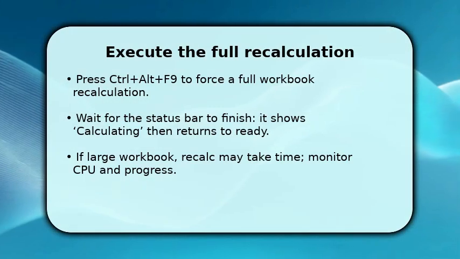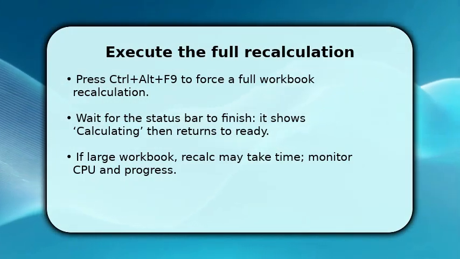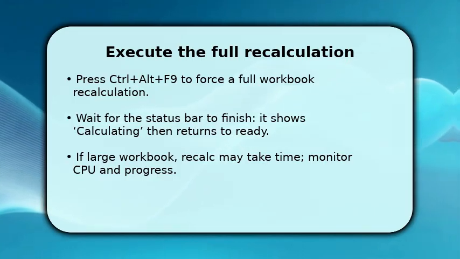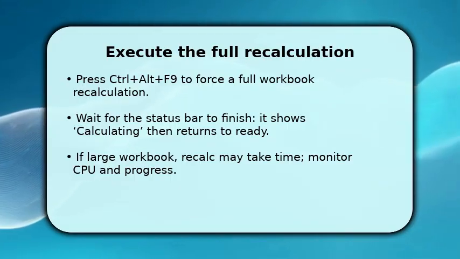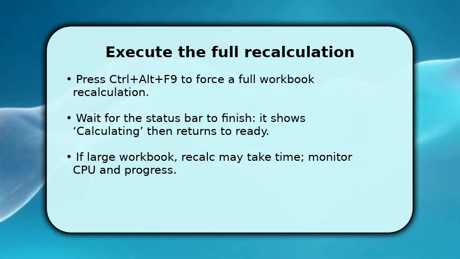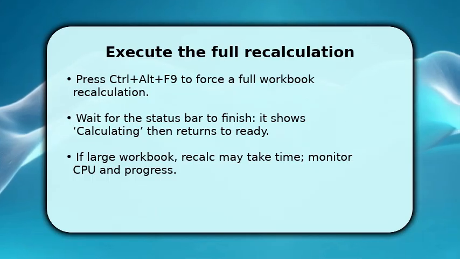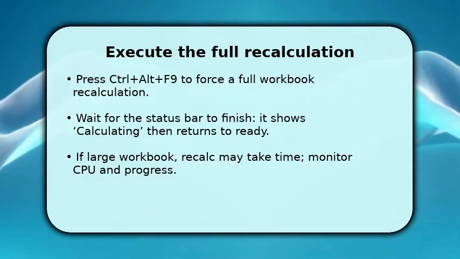You now perform the definitive refresh. Press Ctrl plus Alt plus F9 to force Excel to recalculate every formula and dependency from scratch. Once done, Excel will reevaluate all cells, including those that normally skip because dependencies seemed unchanged. This is why Ctrl plus Alt plus F9 is the only way to guarantee a full refresh. Make sure to watch the status bar for progress, and if your workbook is large, be patient. Excel is recomputing the full dependency tree to ensure correctness.